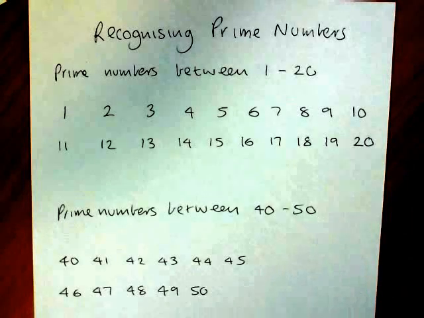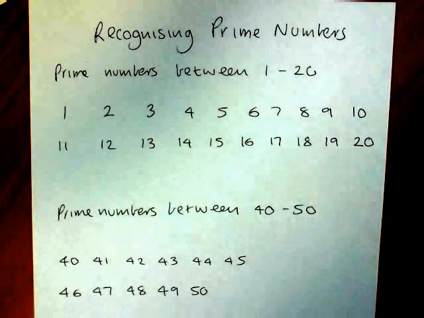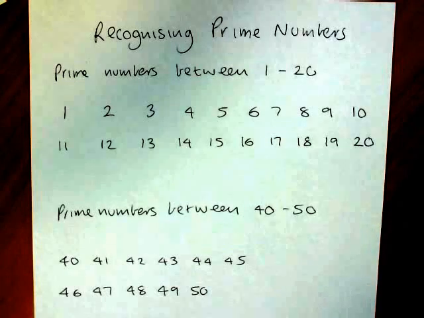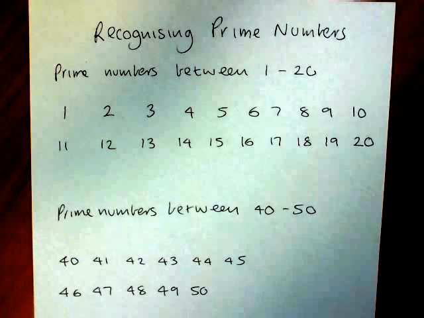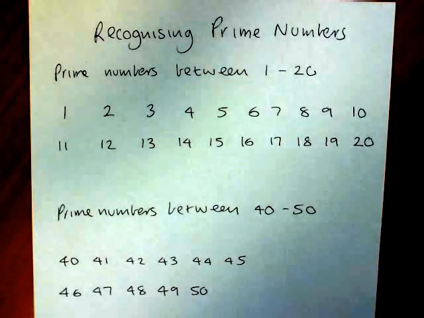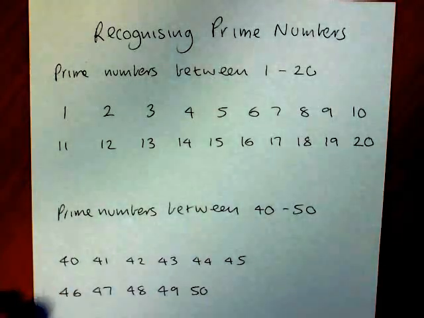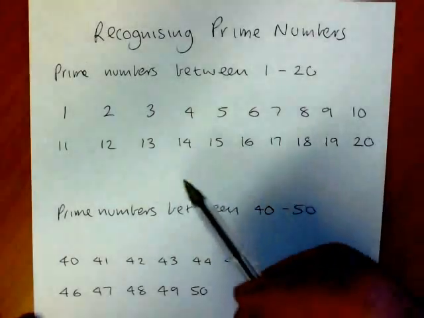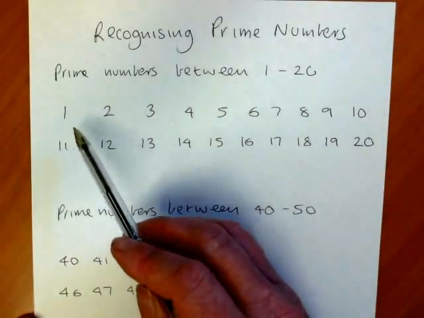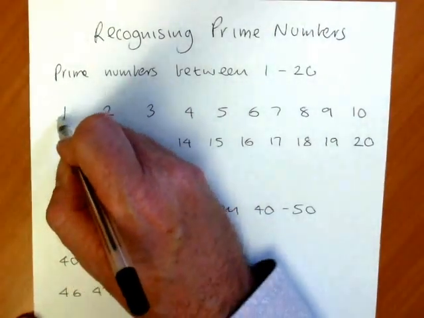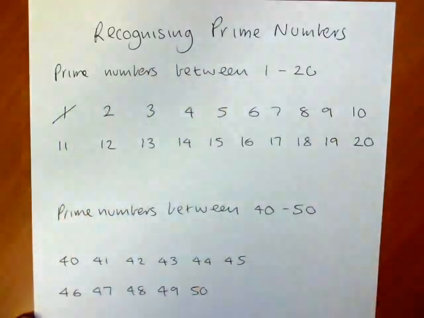So in this short video, we're going to talk about recognising prime numbers. The first thing to remember is a prime number cannot be divided by anything other than 1 and itself. So straight away, 1 is slightly awkward, but 1 is not a prime number because it only has one factor.